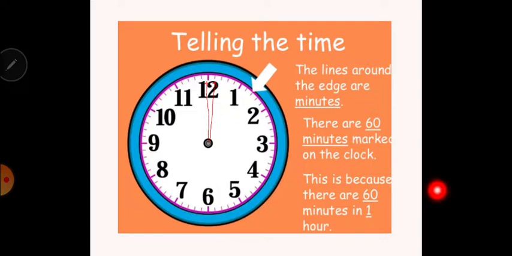Okay, and the small hand walks on numbers and says the numbers. If it's on 4, it says 4, 4. If it's on 5, it says 5, 5. So the small hand always says the number. And if the big hand is on 12 exactly, you will say 5 o'clock.